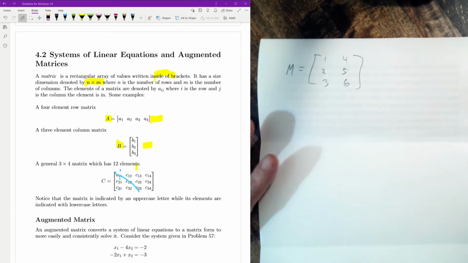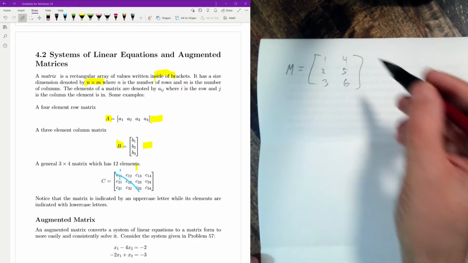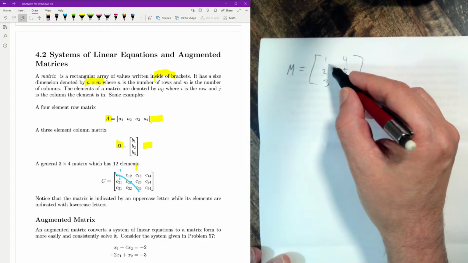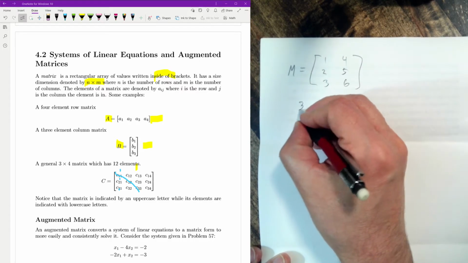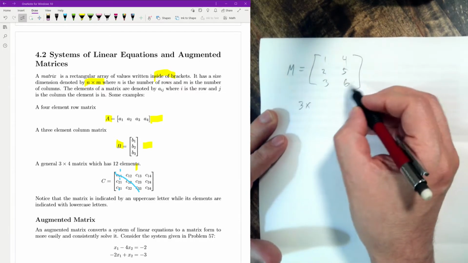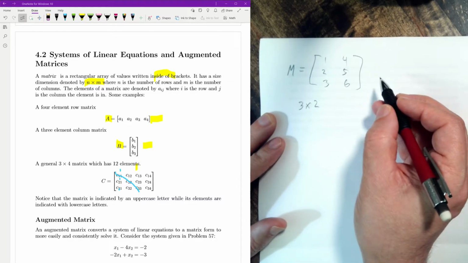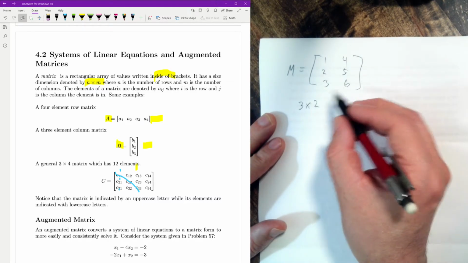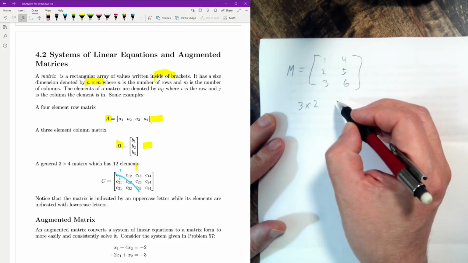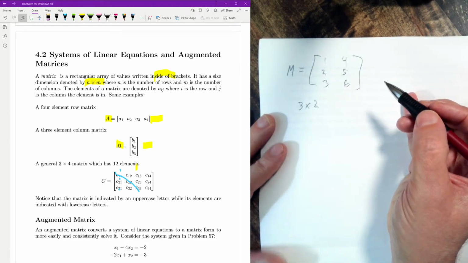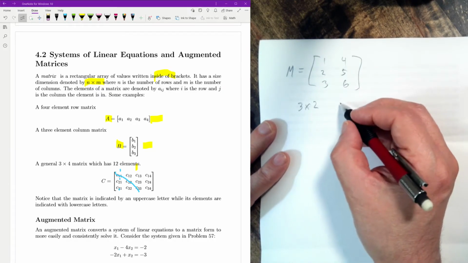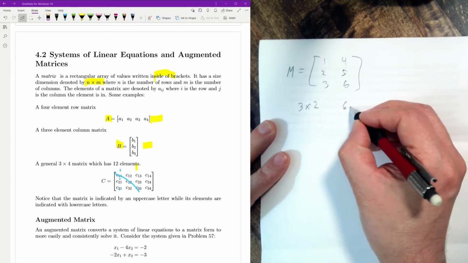Okay, so the first question is, what are the dimensions of this matrix? How many rows does it have? It has 1, 2, 3 rows. So it's a 3 by 2 matrix. So it's a 3 rows by 2 column matrix, a 3 by 2 matrix. How many elements does it have? It has 3 times 2 elements, so it has 6 elements.